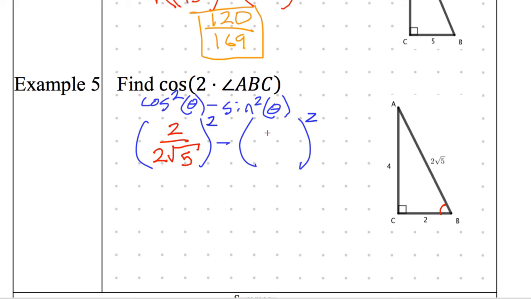That would be opposite over hypotenuse. Yep, opposite over hypotenuse. Oh, opposite is on the opposite side of the angle. Right, so it's 4. Yep, opposite is 4 over 2 times the square root of 5.